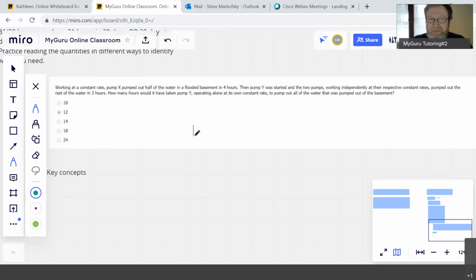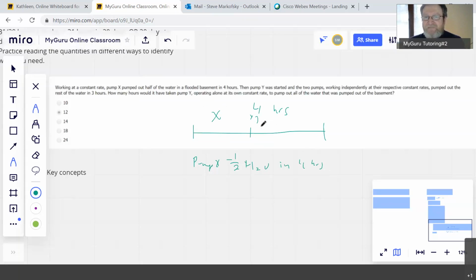We've got 4 hours, right? Pump X is doing half of this. So if Pump X can do half the water, H2O, in 4 hours, that's one bit of information. So this is all X, right? Then at some point we start Y. So we have X and Y working together for that next part there.